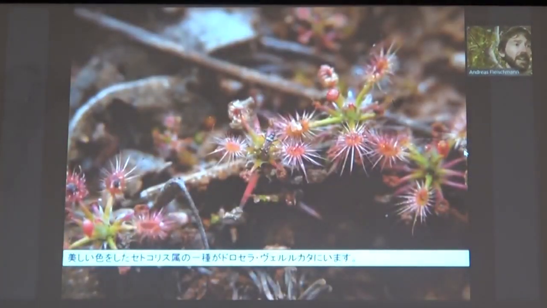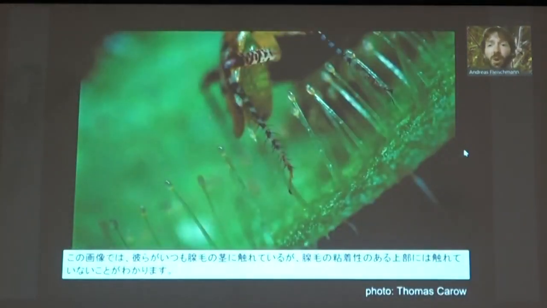And here you can see another beautiful undescribed Setocoris species on Drosera verrucata. Allen Lowrie was calling this one the one with the aboriginal face paint. And when they walk on the leaves, here you can see a beautiful photo taken by Thomas Carow, who kindly allowed me to use this in my talk. You can see that they're not touching the sticky part of the tentacles, but they usually try to walk on the stalks. But as I said, they can also remove part of the mucilage once they touch it.